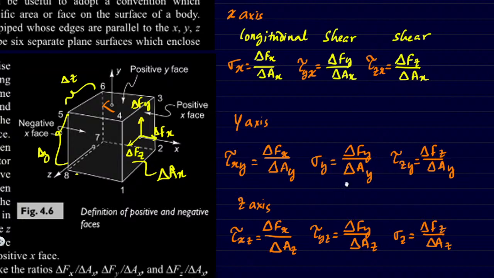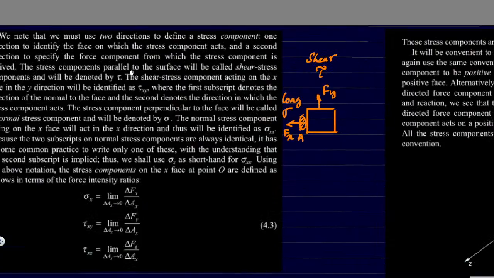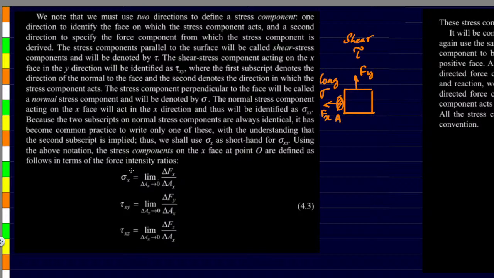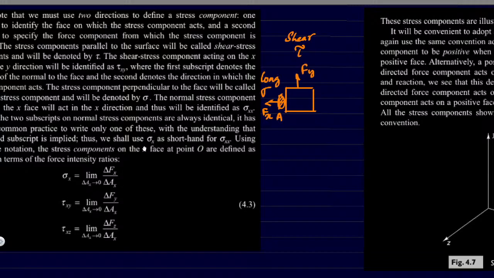So following the similar convention, we were able to find all these relations, and that is what is being explained over here. You can see here, sigma x is the longitudinal stress in x direction, which is defined by this limit, delta fx by delta ax, wherein delta ax is tending towards 0. As the value reduces to 0, that's what we need to consider. Similarly, tau xy and tau xz, we have already seen acting over here in all these situations. So let's go ahead and see what we need to do next.